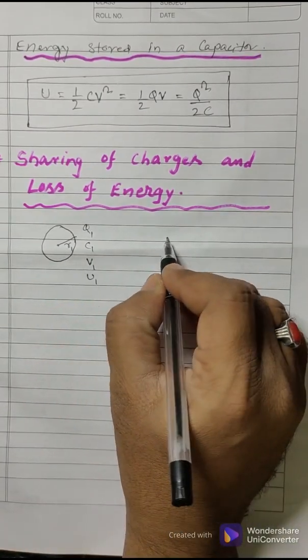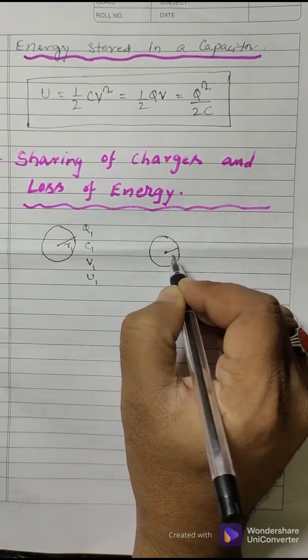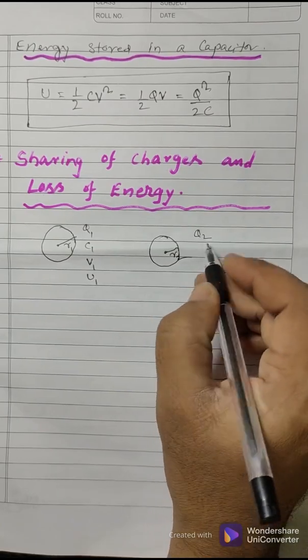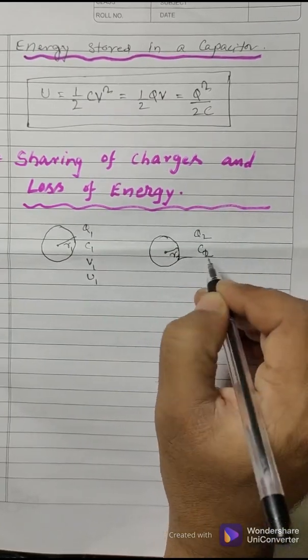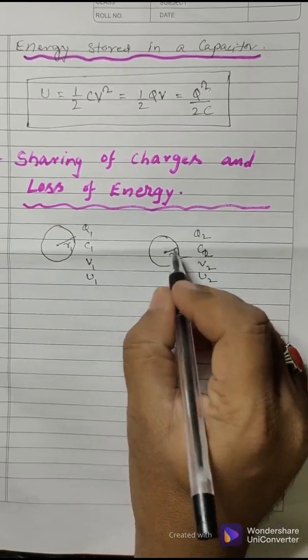Similarly, if you take another sphere of radius R2, its values are Q2 charge, C2 capacitance, V2 the potential on it, and E2 the energy of this sphere.